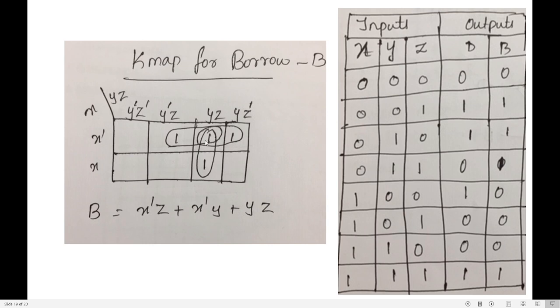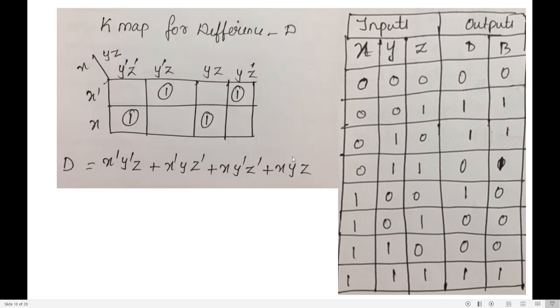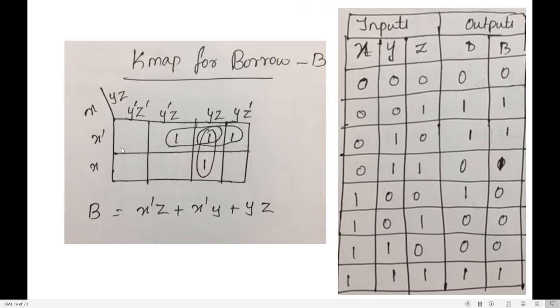Now come to this place. For these two cells, what is common? Y and Z. So I have written Y and Z. So this is how I get the equation for what? Borrow. So I have derived the equation for difference, and I have derived the equation for borrow.